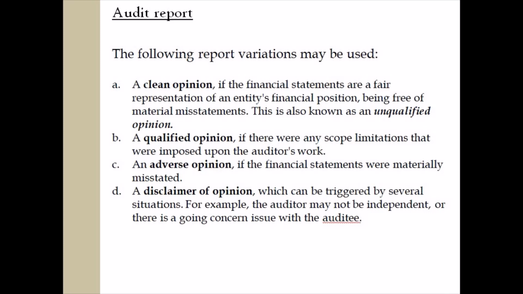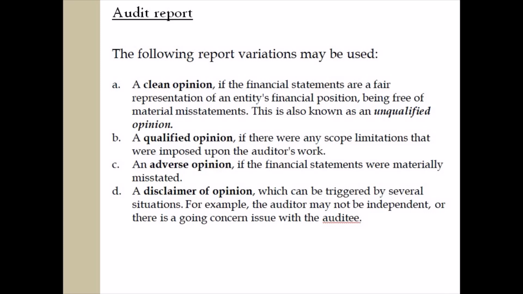And then, letter C, an adverse opinion if the financial statements were materially misstated. So, kani siya kay kung ang term ani nila kay gubot pa sa lukot. So, wala jud, dili jud masabtan ang financial statements. Tapos, ang last, a disclaimer of opinion, which can be triggered by several situations. For example, the auditor may not be independent or there is a going concern issue with the auditee. So, maunay mga example sa disclaimer na opinion. Dili independent in that sense na kabalo naman mo na kanang related jud ang independent okay, di ka siya independent. Related jud ang auditor sa iyahang client.